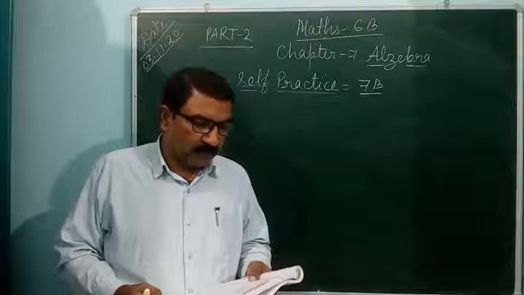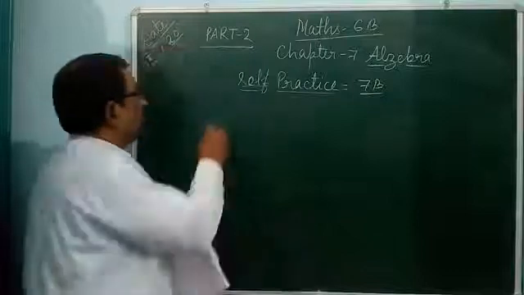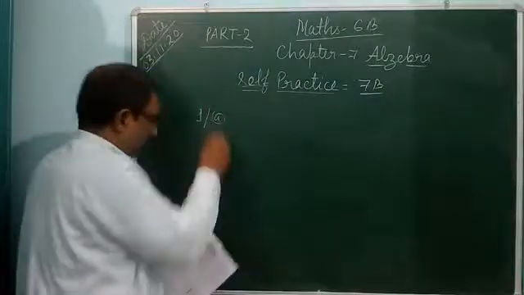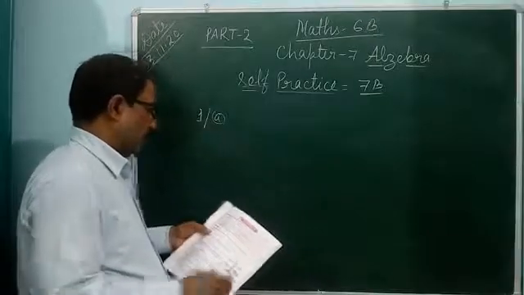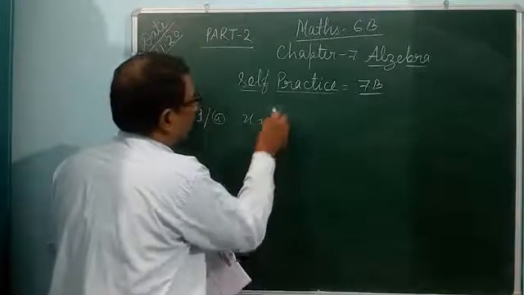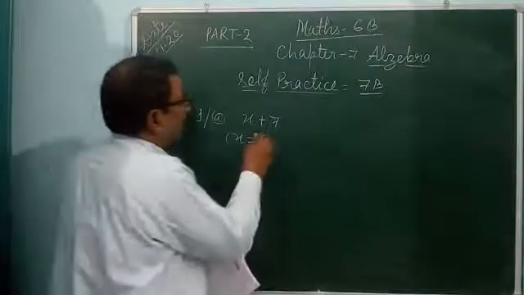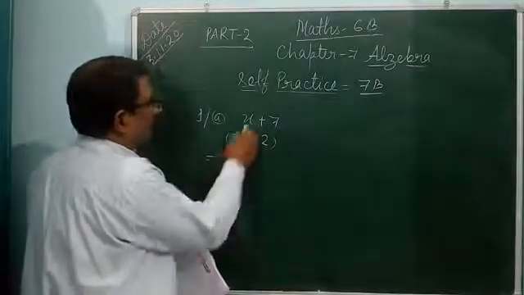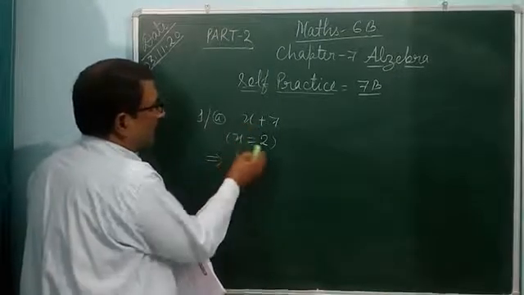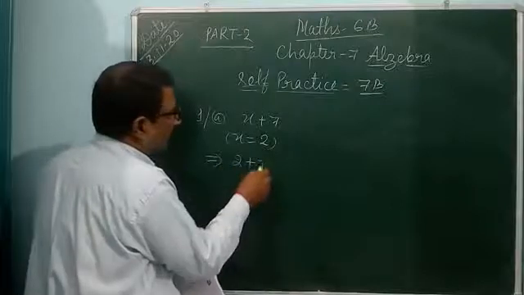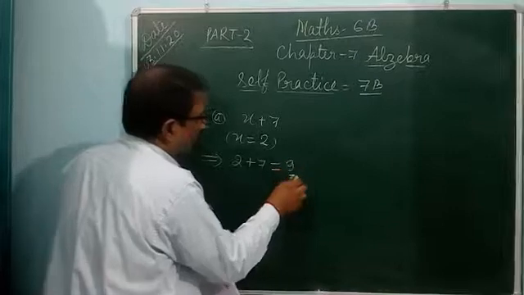Evaluate each expression for the given value of the variable. So, first, A: you can see it is given x plus 7 for x is equal to 2. How can we find x plus 7? In the place of x you put 2, and plus 7. 2 plus 7 is equal to 9. So 9 is the answer.